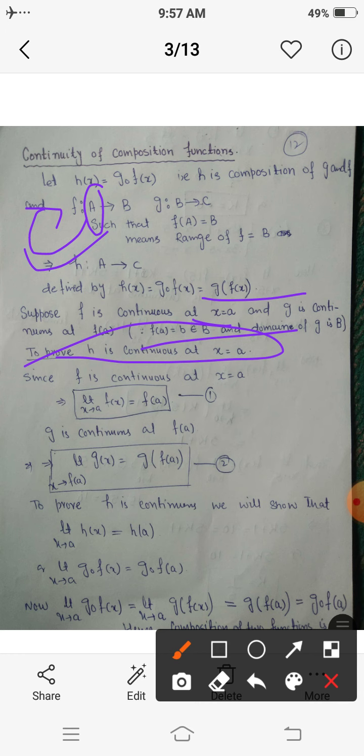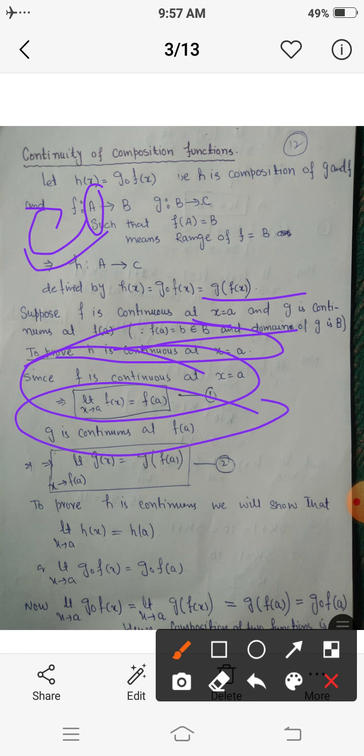Now since f is continuous at point a, the limit as x tends to a of f of x is f of a, because that is the definition of continuity of a function at a given point: the limit exists and equals the value of the function at that point. Similarly, g is continuous at f of a, because the domain points of g are of the form f of a, that is, the limit as x tends to f of a of g of x is g of f of a.